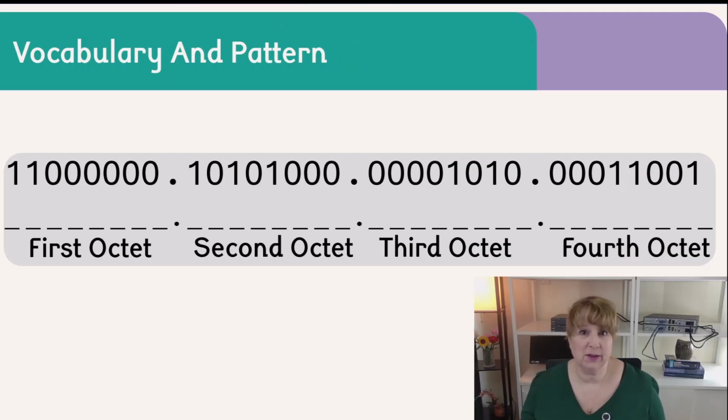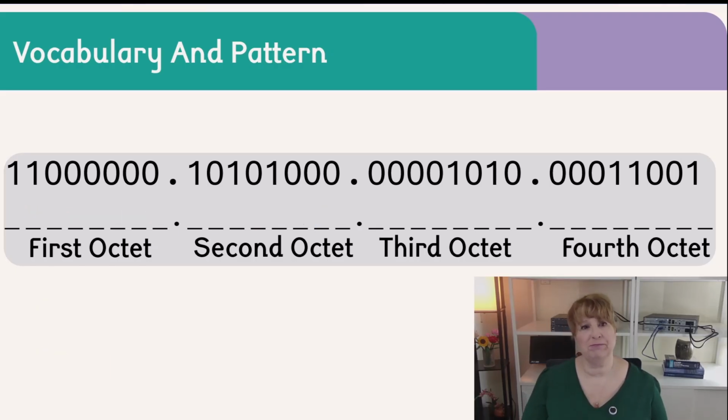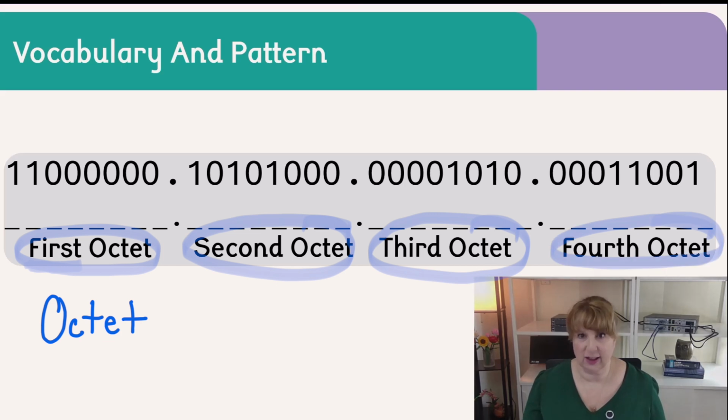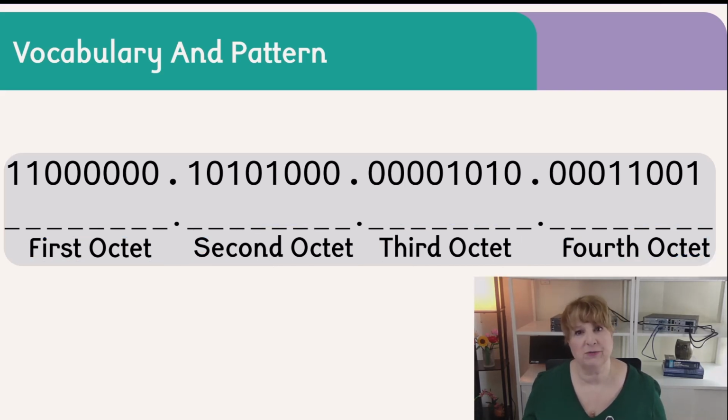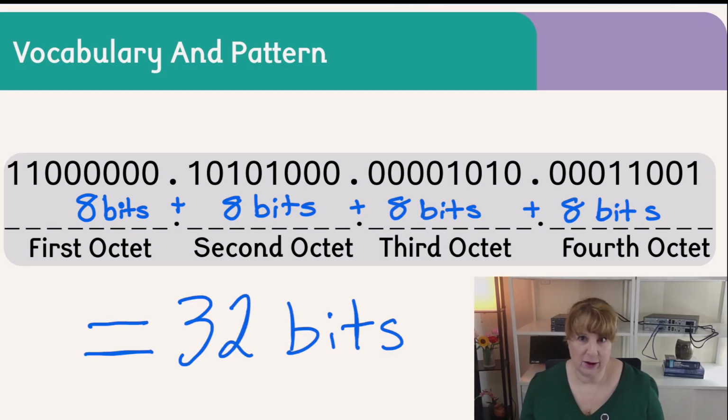Each decimal number in an IPv4 address is actually just 8 binary bits. So we have 8 bits for each section of a decimal number. Each section is called an octet, and we know which section of the IPv4 address we're talking about because they are numbered from left to right. First octet, second octet, third octet, and fourth octet. Since each section is 8 bits, if we add all 8 bits together, we get 32. An IPv4 address is 32 bits in length.